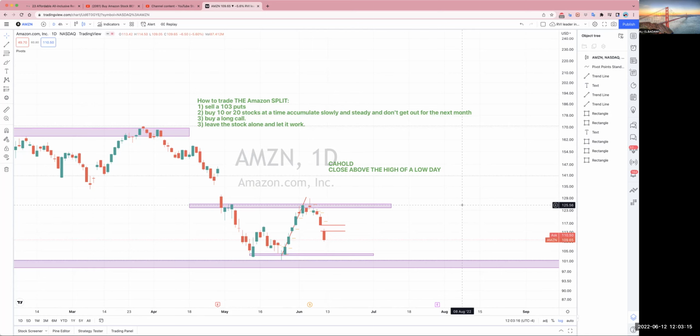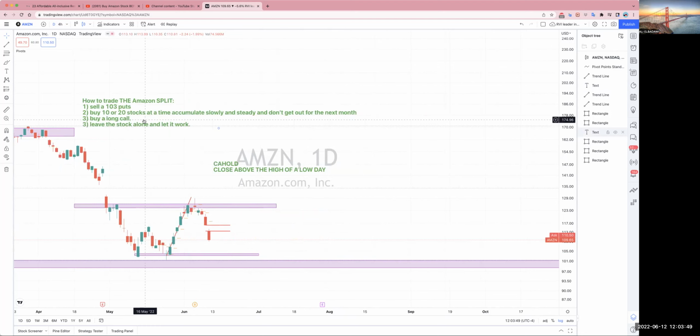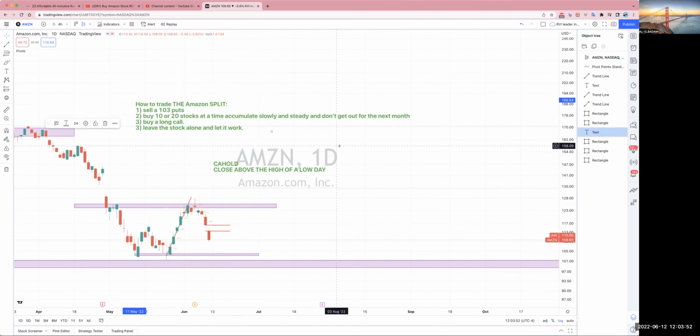So the first method and the best one is to sell the 103 put and wait until it hits that. If it hits that, the premium that you get will cover your risk to the downside for at least 95 or something. If you don't like selling puts, then buy 10 or 30 shares at a time, and once you start seeing the stock reversing, now you can buy calls on that stock, and then you can just leave the stock alone. This is my method of dealing with that kind of split.